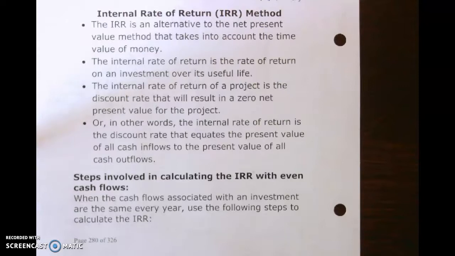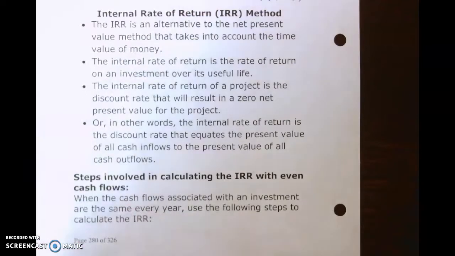We can interpret the internal rate of return as the rate of return that we're earning on the investment. And then we can compare that internal rate of return to the required rate of return that we have to earn on the investment. If our internal rate of return is higher than the required rate of return, it's an investment that we should take. If it's lower than the required rate of return, it's not an investment that we should take.